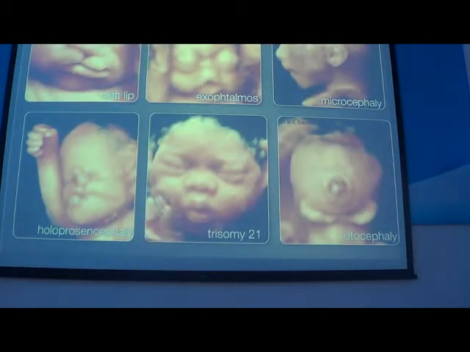But the real benefit of 3D ultrasound is in case of severe malformation, because you can give a more demonstrative picture.